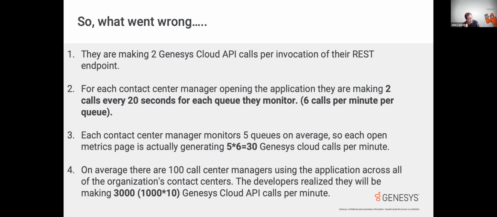And when there were 100 call center managers, a pretty big organization, that could turn into about 3,000 API calls on that one OAuth client at a time. And here's where things got a little insidious: one, they didn't realize this during testing. They tested it with a small number of users. Everything looked good. They ramped it out very slowly. But then once they started turning it on fully, all of a sudden it just fell over.